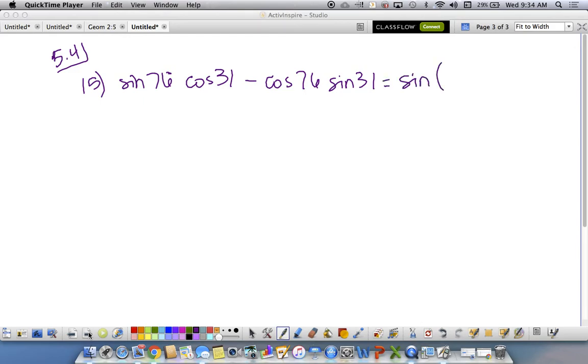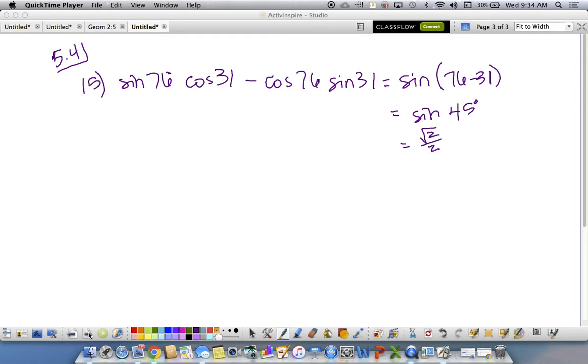Okay, if it's a sine function and there's a minus sign in the middle, what do we do with these two numbers? Subtract. So what's 76 minus 31? 45 degrees. Can you find what is sine of 45 degrees? Draw a triangle. I believe we're left with a square root of 2 over 2.